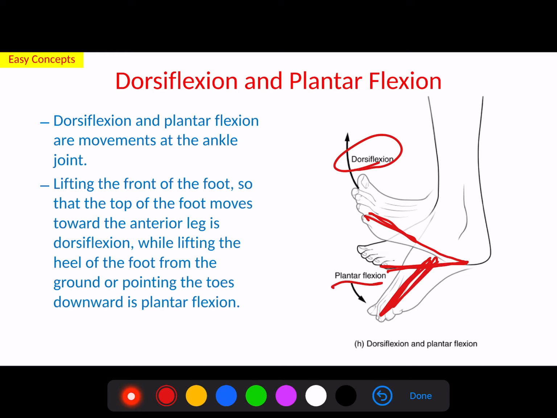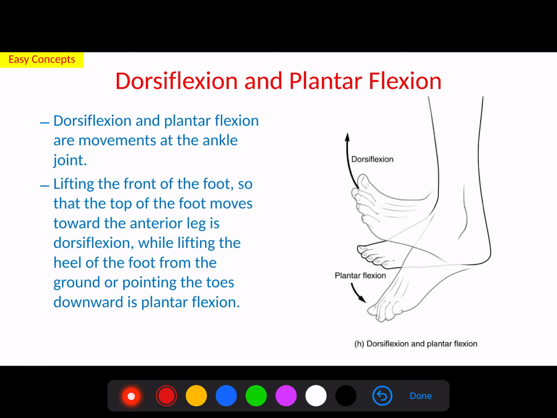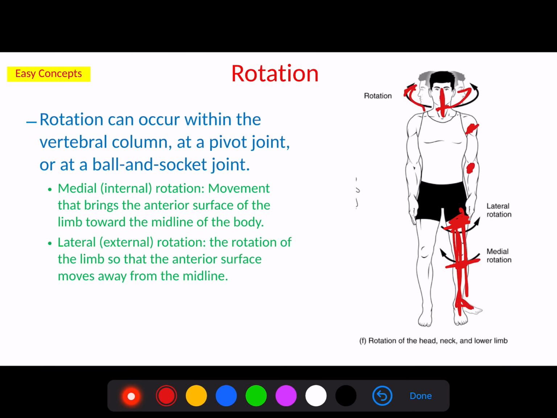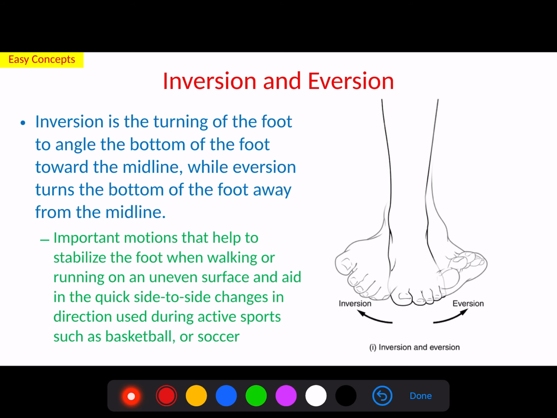Now, why do we need to know all of these terms? Because this is how you are going to describe the situation of your patients. You'll have patients having problems in their back or in their spine. They can't do dorsiflexion. They can't do plantar flexion. Or you will have patients with injuries in their elbows or in their shoulders. They can't do rotations. They can't do adduction, abduction. So you describe their case by using these terms. That's why you need to learn these terms.